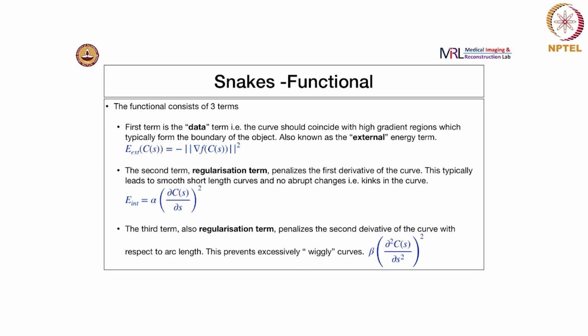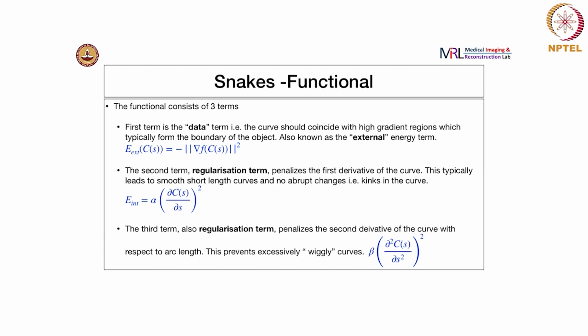Sometimes in the paper they refer to it as the external energy term. The second term is the regularization term. It penalizes the first derivative, so this typically leads to smooth, short length curves, without kinks. So this is a curve shortening term. It'll just collapse the curve into a point if there is nothing stopping it.